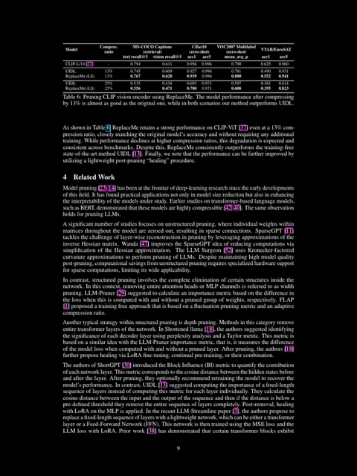A significant number of studies focuses on unstructured pruning, where individual weights within matrices throughout the model are zeroed out, resulting in sparse connections. SparseGPT 11 tackles the challenge of layer-wise reconstruction and pruning by leveraging approximations of an inverse Hessian matrix. 1-47 improves the SparseGPT idea of reducing computations via simplification of the Hessian approximation. The LLM Surgeon 52 uses Kronecker curvature approximations to perform pruning of LLMs.